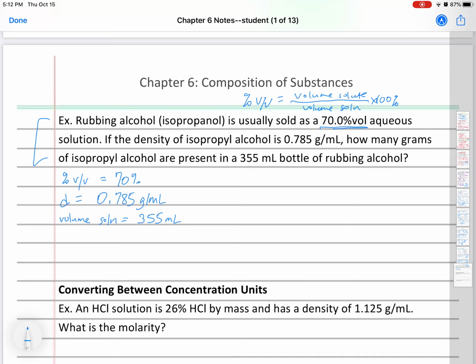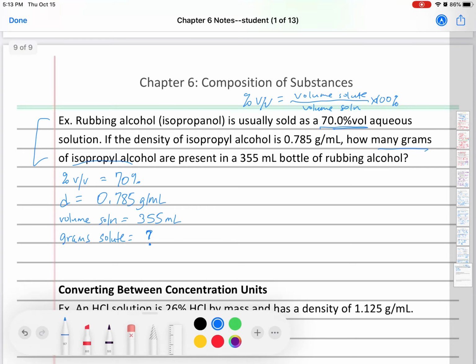And I want to know, it's asking me how many grams of isopropyl alcohol. Isopropyl alcohol here is the solute. That's what we want to know. Ultimately, we want a mass of solute. There's no mass of solute in this equation. So that's throwing me. But what do I have? Let's start there. What do I have and what can I do with it?